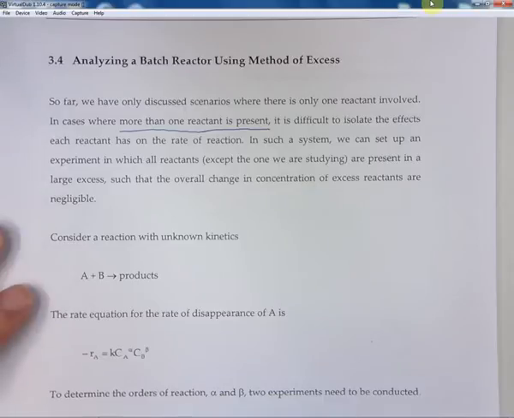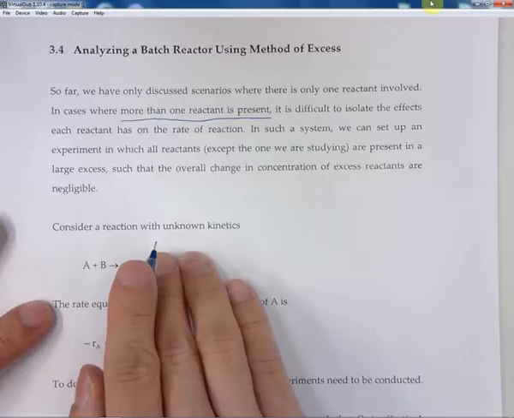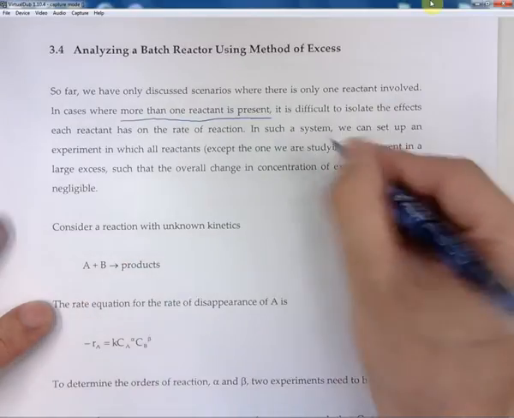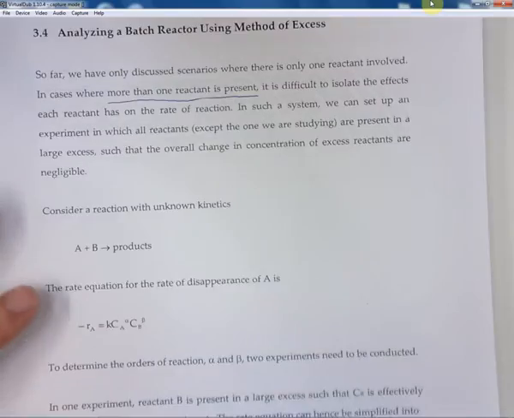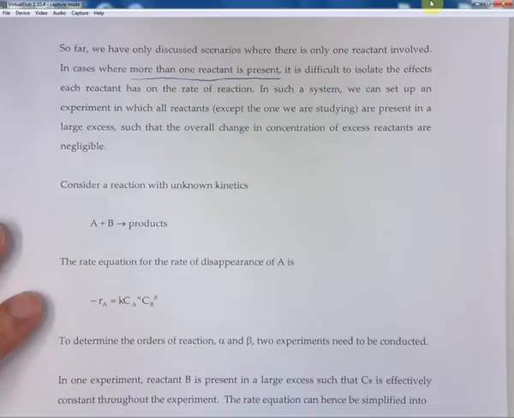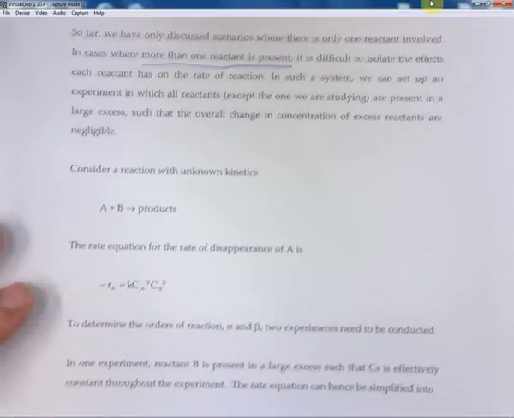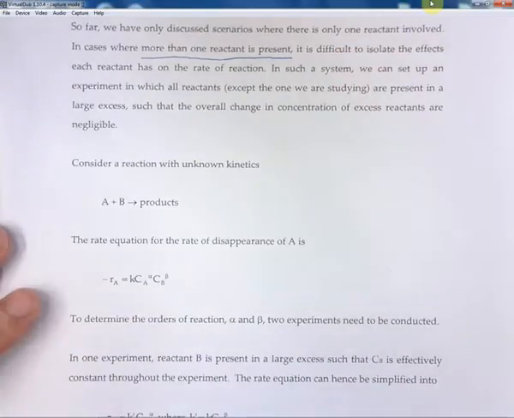So we will have to set up an experiment where all the reactants are present in large excess except the one that we are looking at. So the overall change in concentration of the excess reactants is negligible. We will look at some examples to further clarify this.